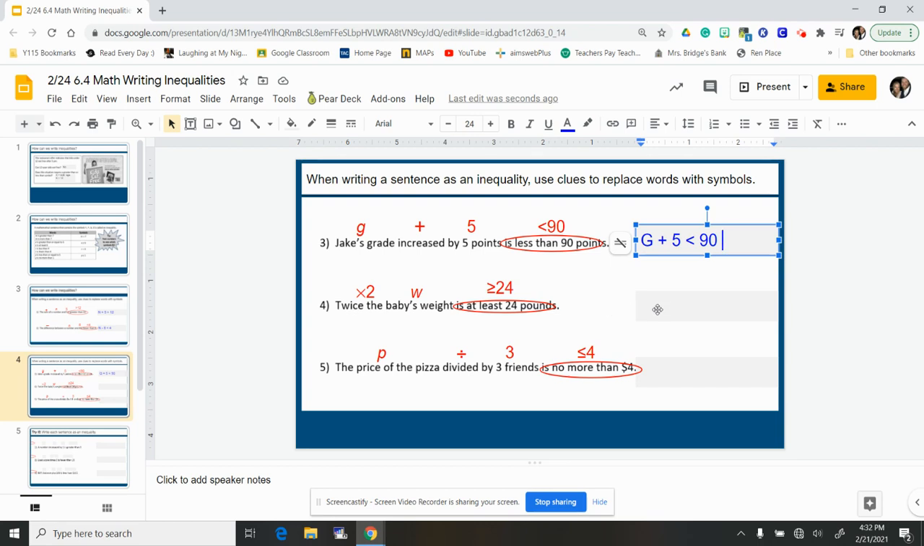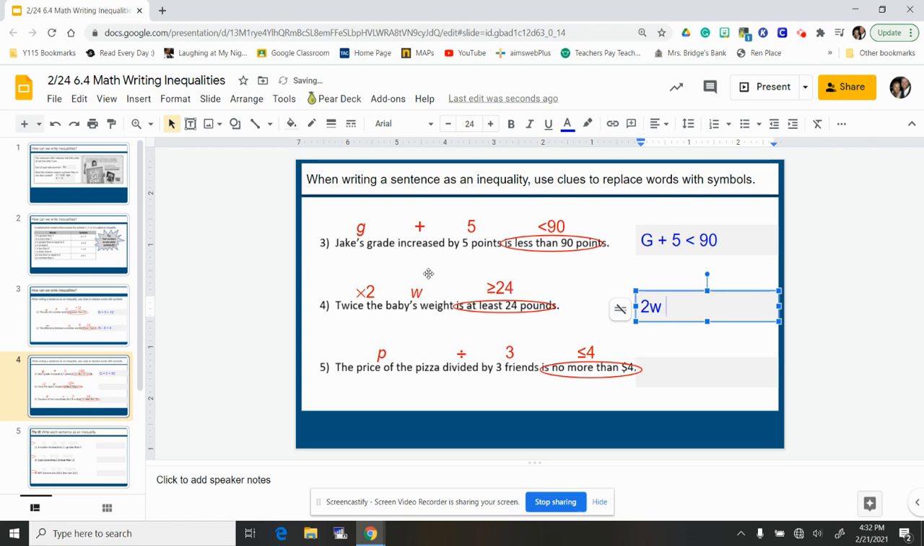All right, so with this one, you're going to have to bear with me because I can't exactly do the perfect symbol of what we need here, okay? But I will just copy and paste it. So twice the baby's weight. Hopefully you knew that that was dealing with multiplication. So I'm looking at 2 times W.